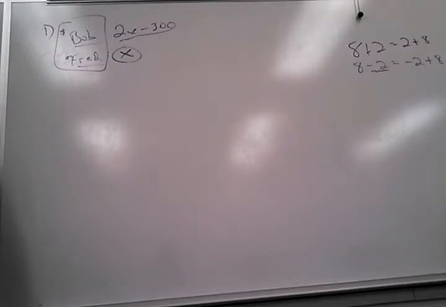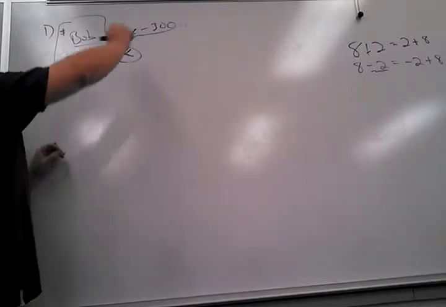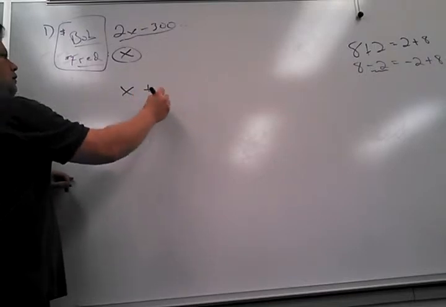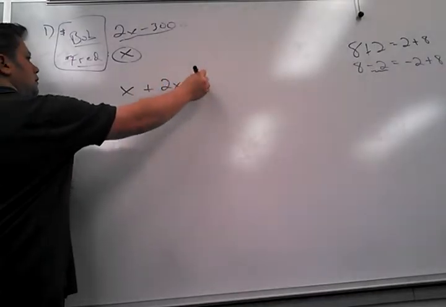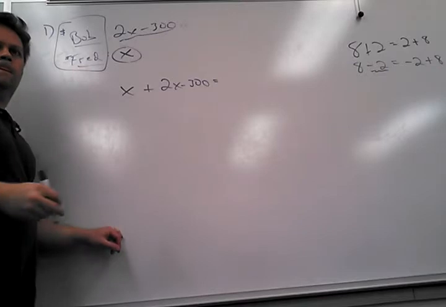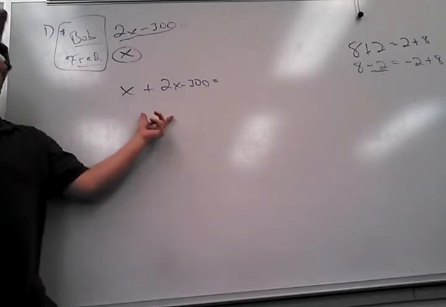All right, guys. Somebody help me out. How do you set up this equation? What's the equation going to look like? X plus 2x minus 300 equals 1950. Good. I like it.